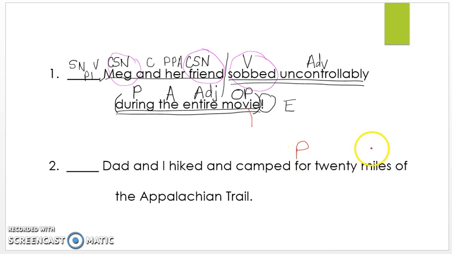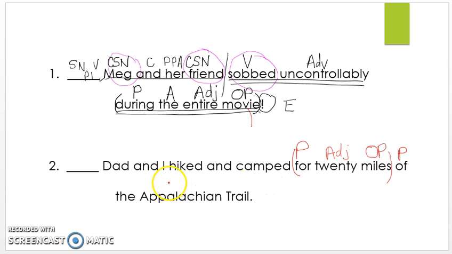For miles is our noun. Object of a preposition is a noun job, so that's a noun. How many miles? 20 miles, adjective. Parentheses around for 20 miles. You see any other prepositions? I see one. Of. Did you see it?